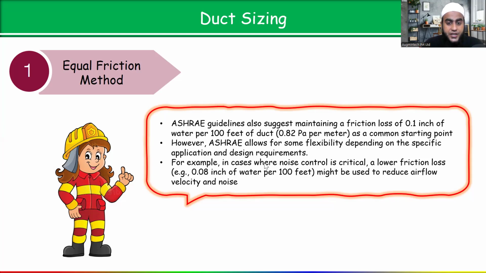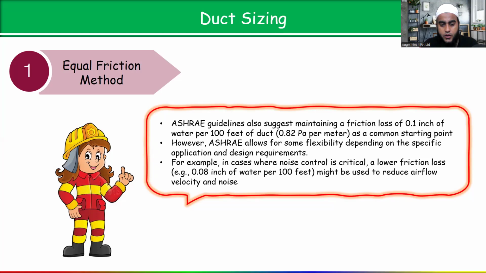So as per the ASHRAE guideline, remember, where noise control is critical, you can maintain a lower friction loss value, for example 0.08 inch of water per 100 feet of duct length, might be used to reduce airflow velocity and noise. Let's say you're designing for a residential application or any duplex apartment. Then it is better to prefer this one.